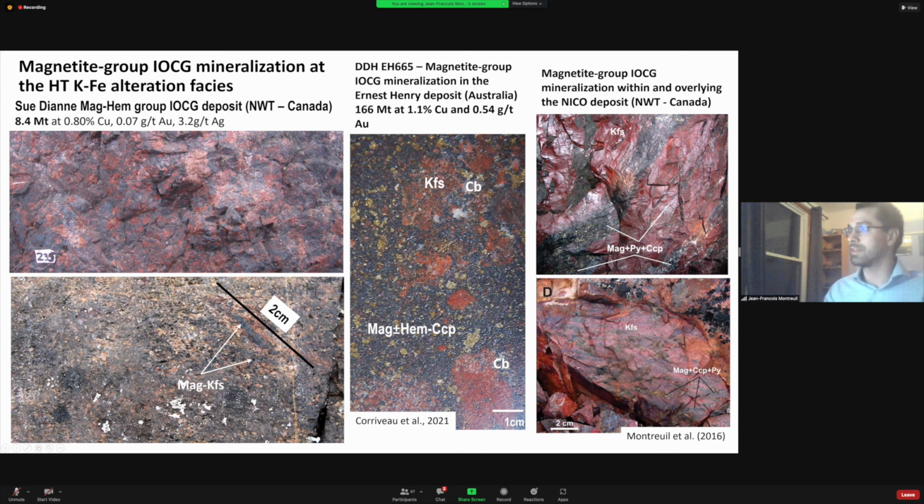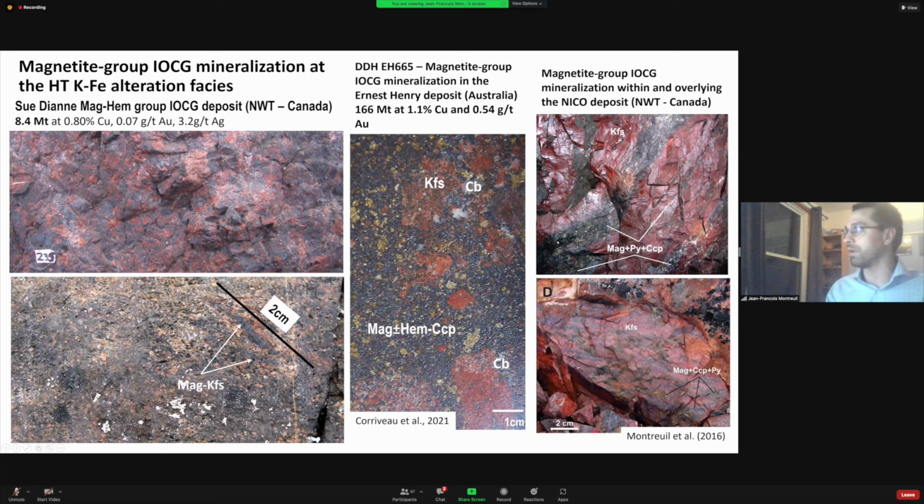So in here we have the Sudayan deposit where we can see the magnetite breccia associated with strong potassic alteration of the fragments. The Anderson-Reed deposit, this magnetite with carbonates and then K-feldspar alteration of the fragments. And then the component inside the Nico deposits where we have these veins of magnetite with pyrite, chalcopyrite, and then again, the strong potassic feldspar alteration around these magnetite chalcopyrite veins.